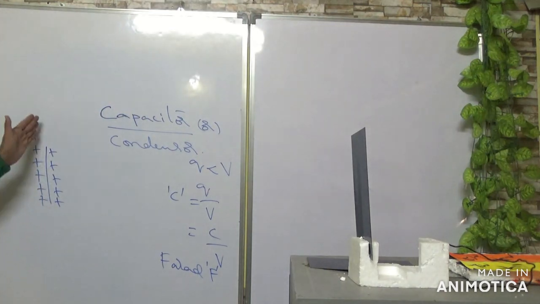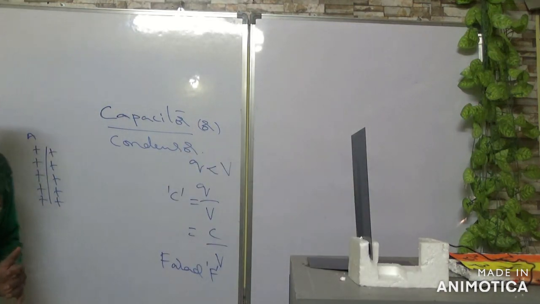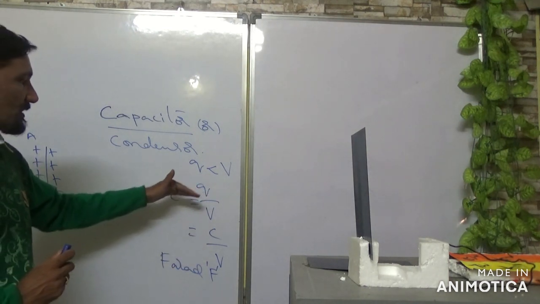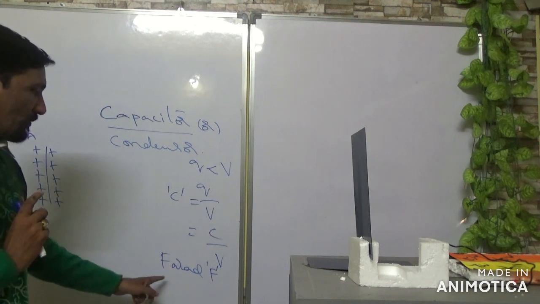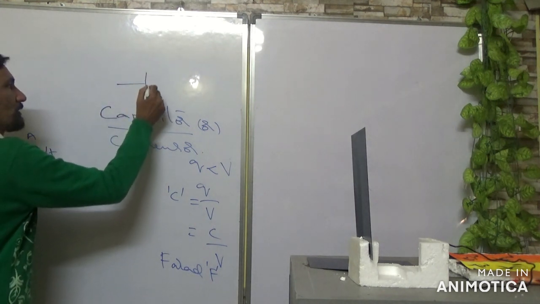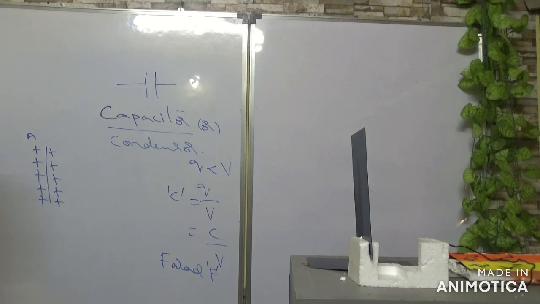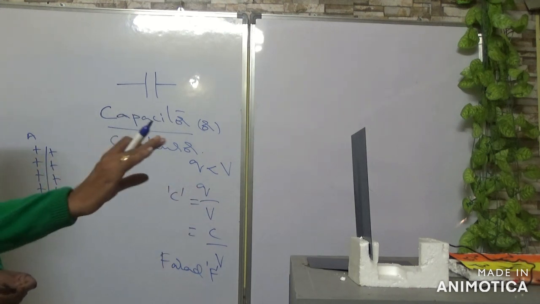Now you have taken one plate A which is provided with an insulator and it has been given a charge Q, then its capacitance is C equal to Q by V. And how do you measure capacitance? Remember, in farad. And the symbol of a capacitor is two parallel plates. So capacitance is Q by V in the beginning.